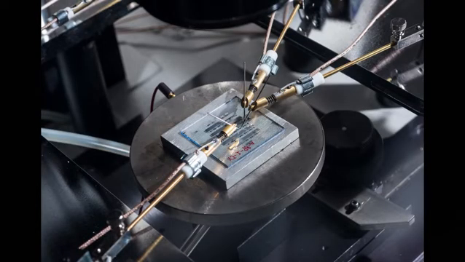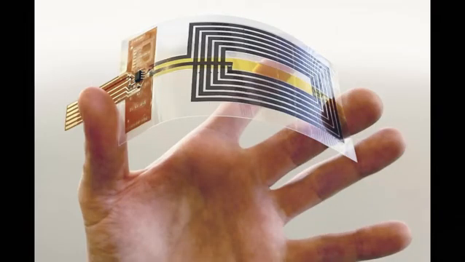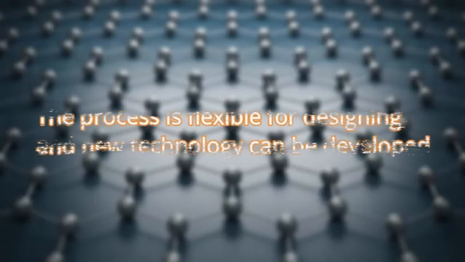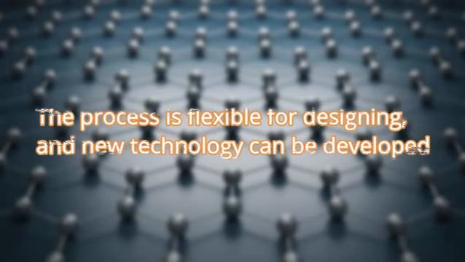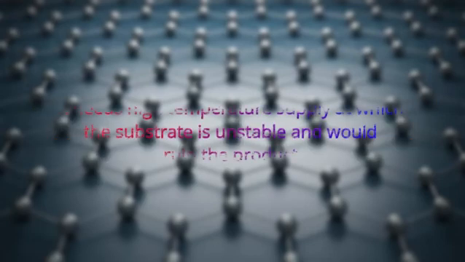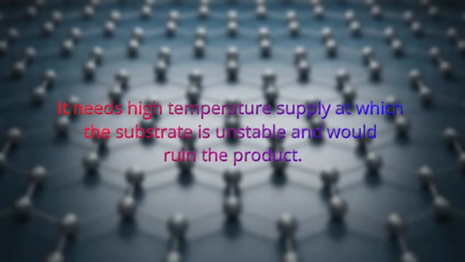The process is often used in the semiconductor industry to produce thin films, including the growth of the thinnest material in the world, graphene. From this fact, we know that the process is flexible for designing, and new technology can be developed on the base of the existing producing unit. But it needs a high temperature supply around 600 degrees, at which the substrate is unstable and will ruin the product.